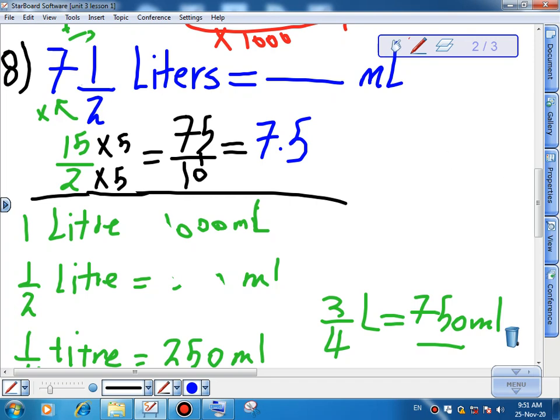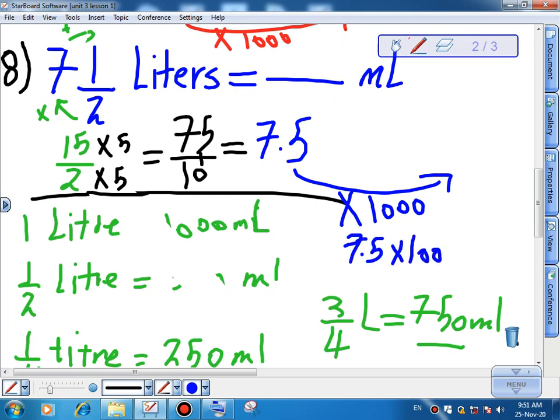I will convert from the greatest to the smallest, so I will multiply by 1,000. 7.5 times 1,000. I need to put the decimal point after 3 digits to the right side. Move the decimal point to the right side after 3 digits. We will put the number and then move the decimal. I have only 1 digit, so I need to get 2 zeros. It will be 7,500 milliliter.